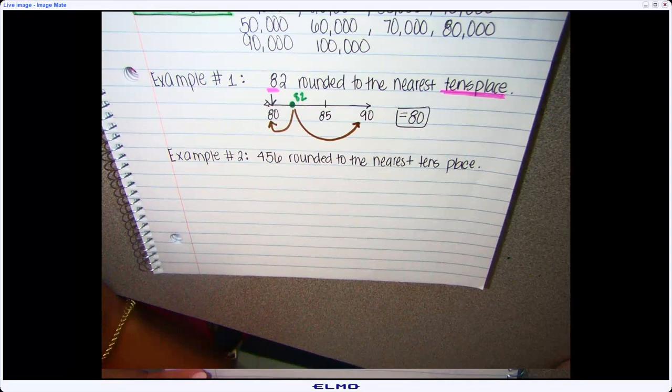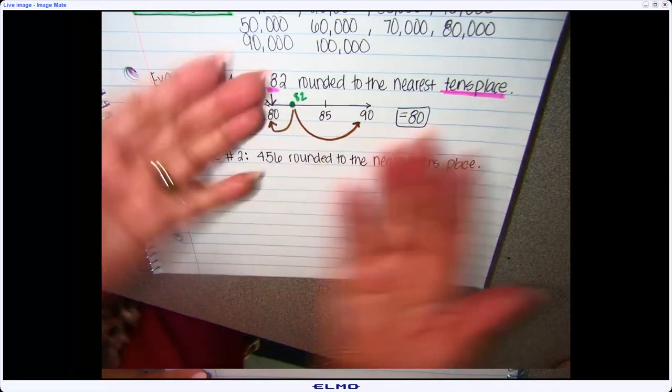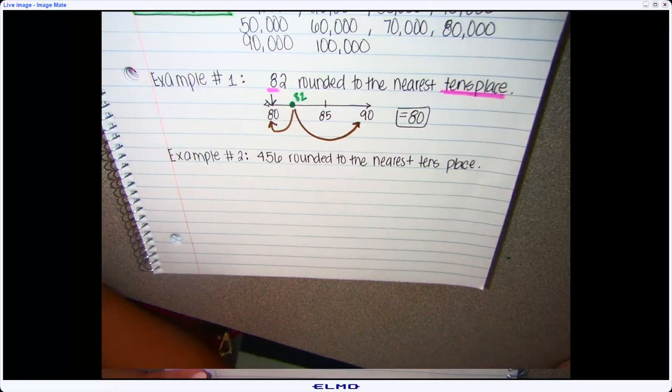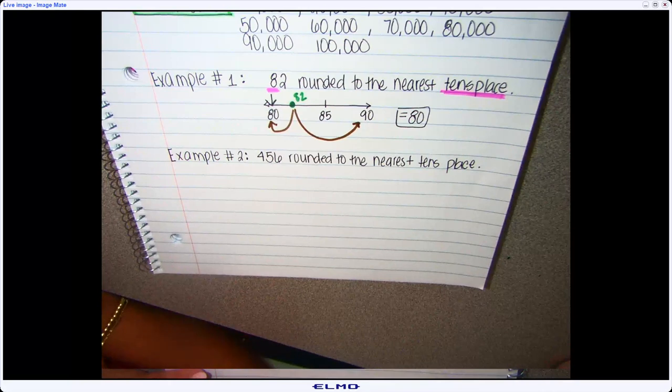Are we going to do handwriting today? This is handwriting for today. Yay! I don't know that we will have time to do handwriting today.